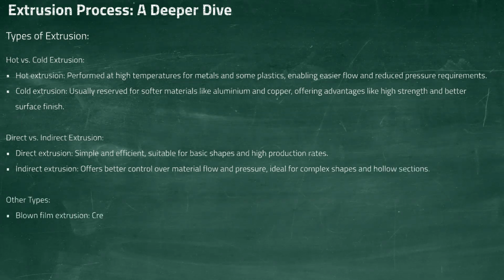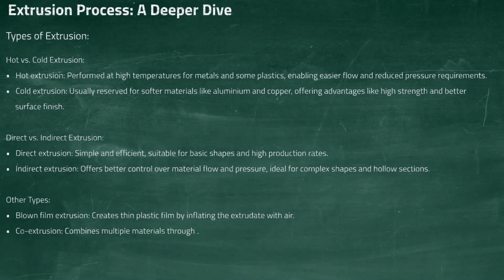Other types. Blown film extrusion creates thin plastic film by inflating the extrudate with air. Co-extrusion combines multiple materials through separate die channels to create layered structures.